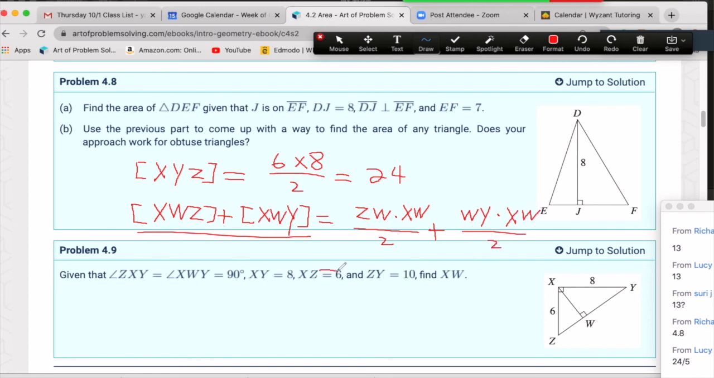Okay, so now let's simplify this. They all have the common factor XW. Let's take XW out. So here we got ZW plus WY, then divided by 2. ZW plus WY equals ZY. So this one equals XW times ZY, then divided by 2.